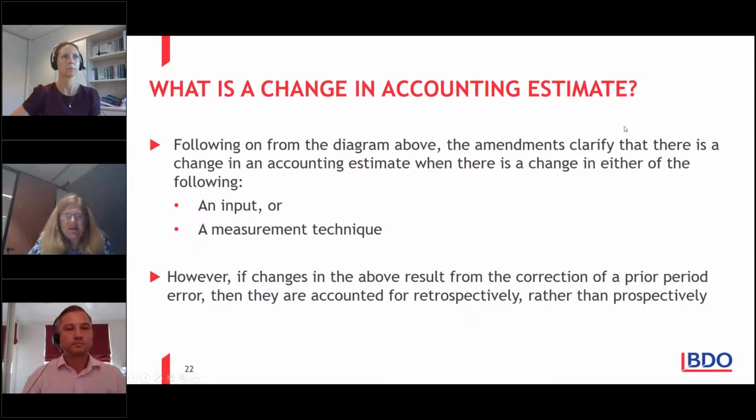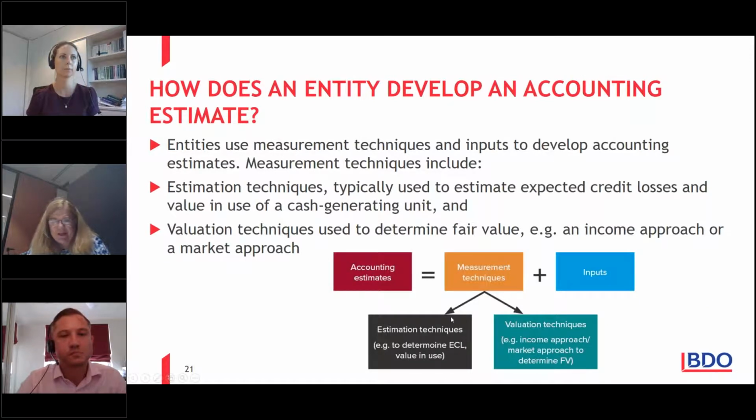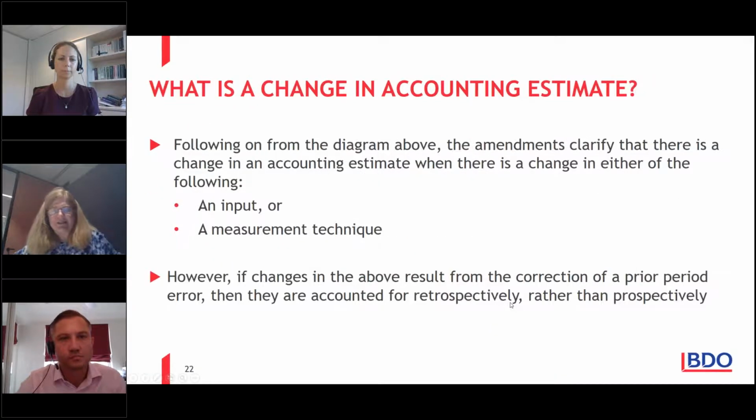Now, if you look at that diagram on the previous slide, the amendments clarified that there is a change in an accounting estimate when there's a change in either of the following. Either there's a change in the input or there's a change in that measurement technique. So I just want to go back to that. If you look at your measurement technique, it could be estimation techniques, it could be valuation techniques. As soon as you start to change those, we're saying we have a change in an estimate. Remember, if we have a change and it's actually as a result of a prior period error, we have to apply it retrospectively. But usually, if we have a change in an input, or a change in a measurement technique, either of those, we have a change in an accounting estimate.